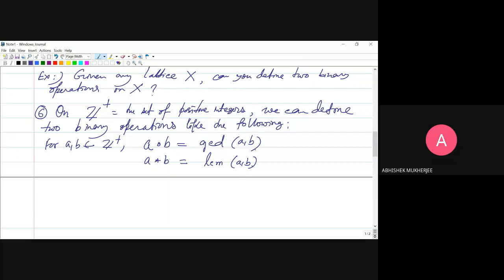Okay, fine. So these are all binary operations on Z plus.